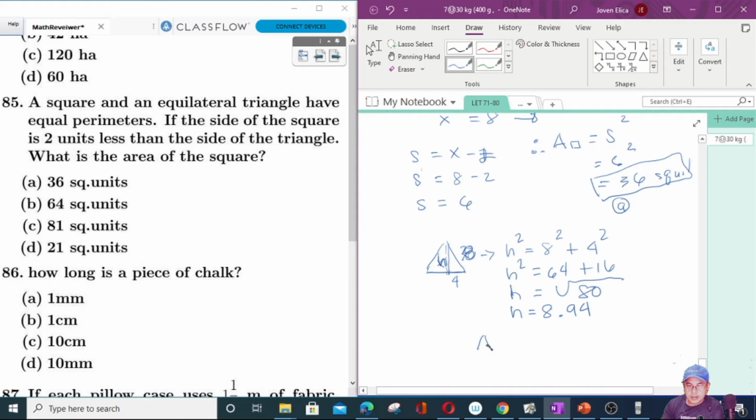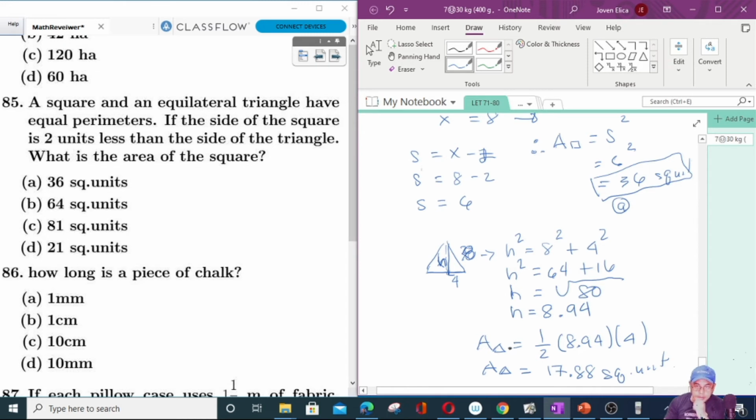So if we're going to get the area of a triangle, 1/2 multiplied by 8.94 multiplied by, what is the formula? Height times base. Our base is 4. This one, because half, we are only considering this triangle. So, area of a triangle is equal to 17.88 square unit.